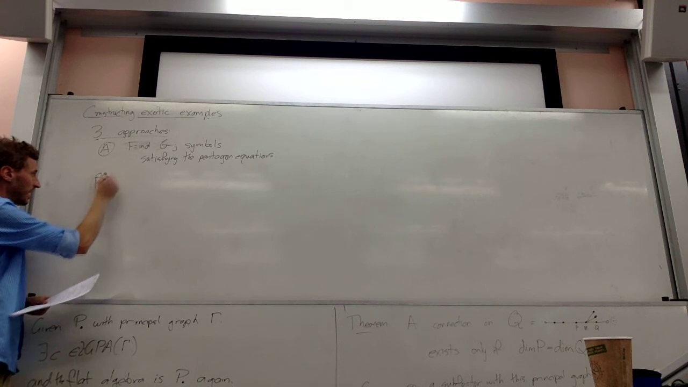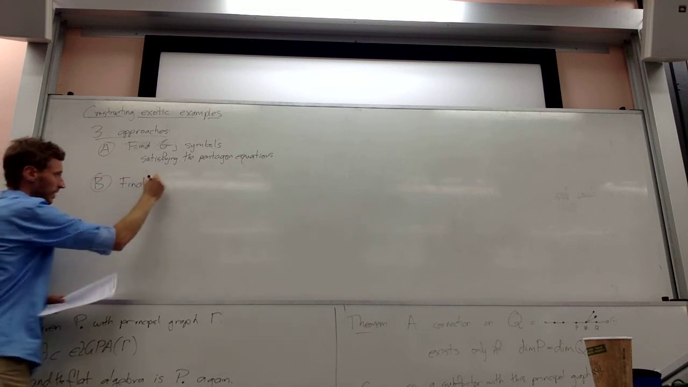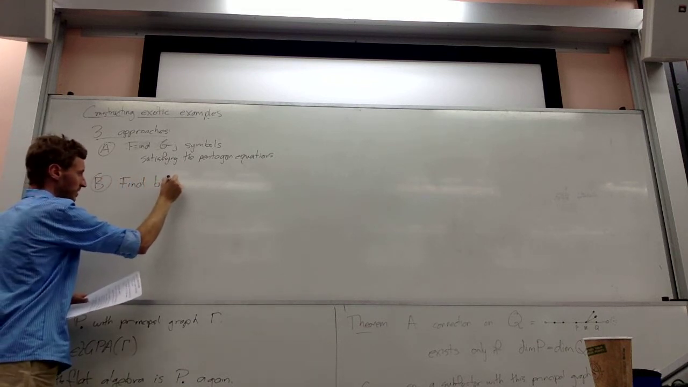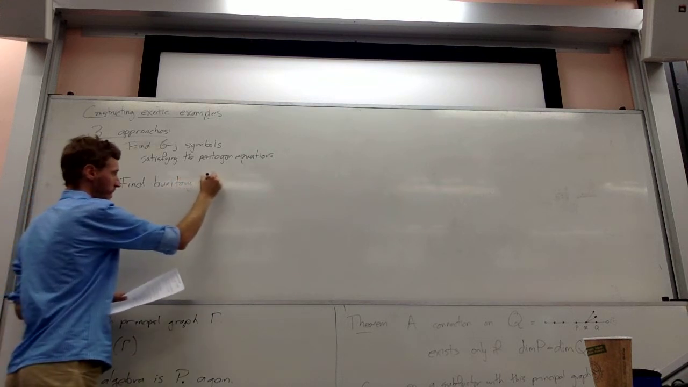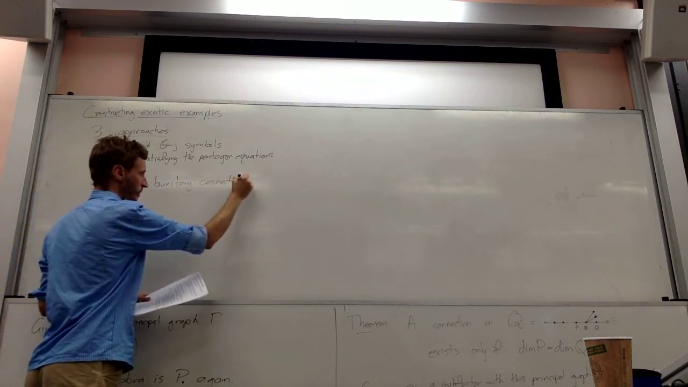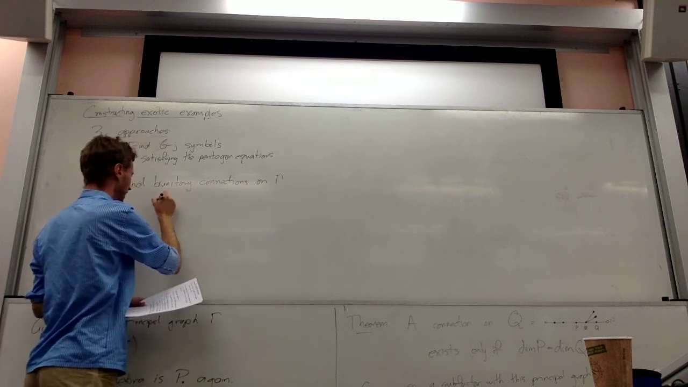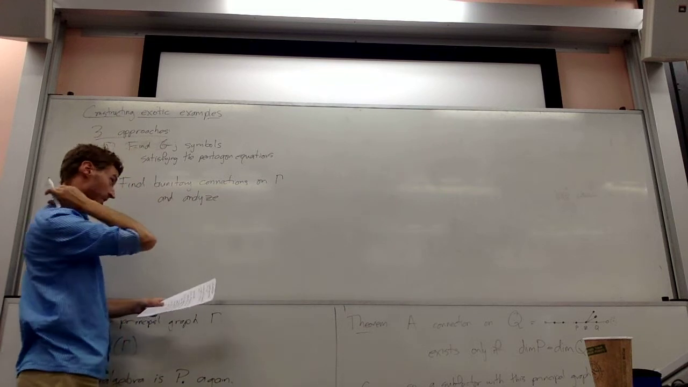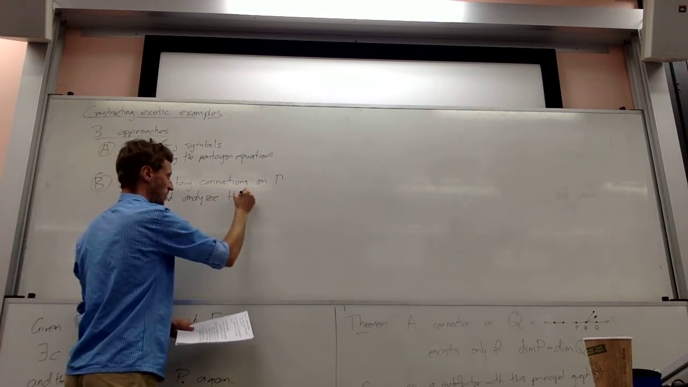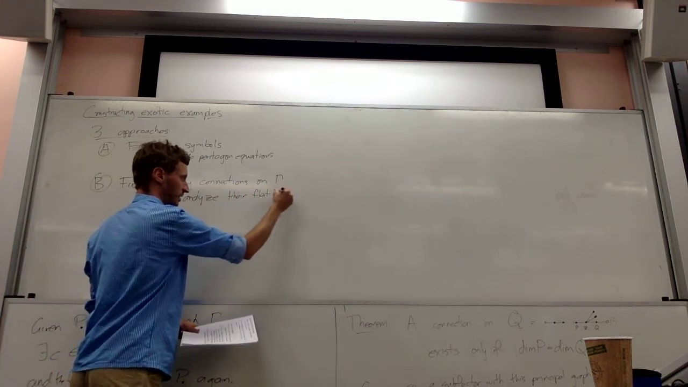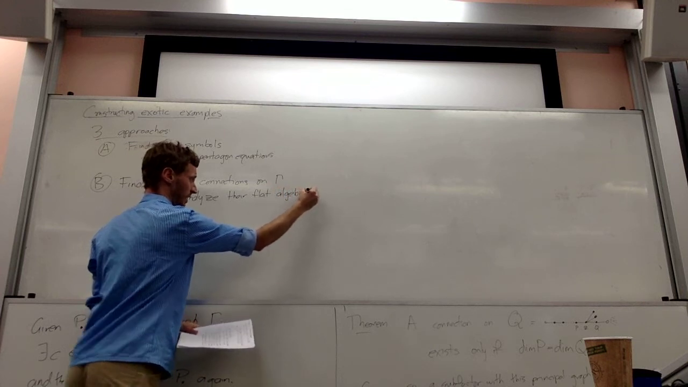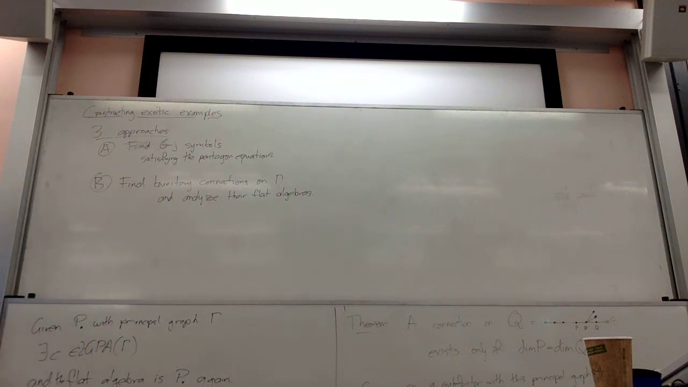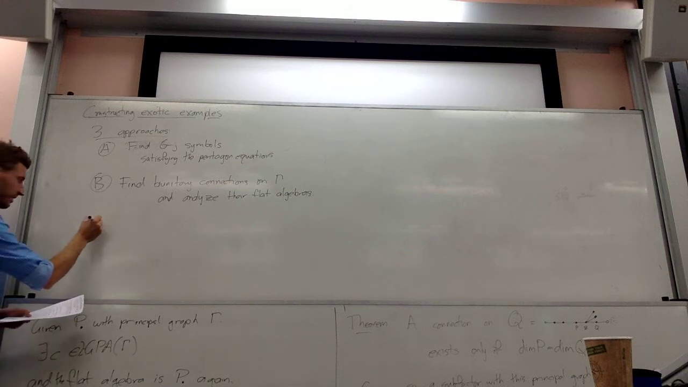Okay, we can find by unitary connections gamma, and if we can understand all of them on the principal graph we're after, we can then analyze their flat algebras in the hope of identifying that one of those flat algebras is what we're looking for, or maybe several of them are what we're looking for, and discarding the ones where the flat algebras are something else.